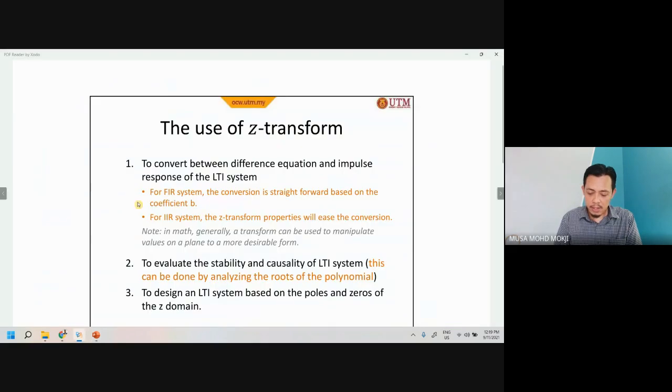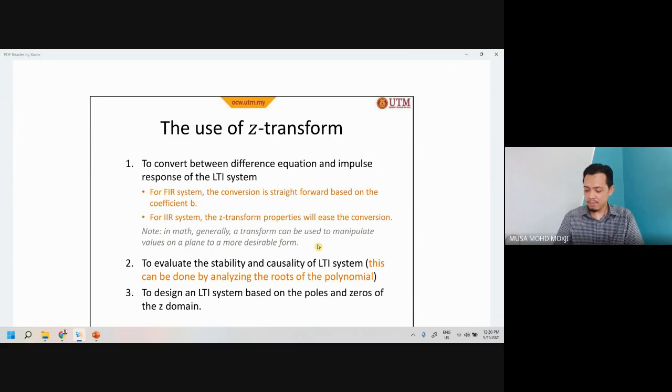For an IIR system, the Z transform properties will ease the conversion. Note, in math, generally a transform can be used to manipulate values on a plane into a more desirable form. So this is why we need a transform. What is actually a transform? We will talk a bit about the conceptual side of this maths theorem. Actually, Z transform, Fourier transform, Fourier series are not DSP or signals and systems material. It's actually maths.